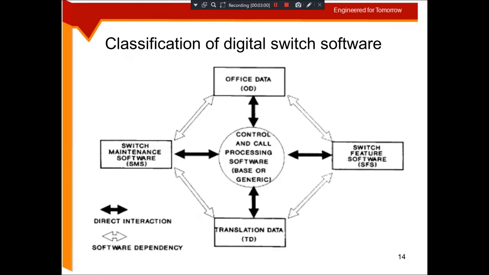Next, as we already discussed the classification, we have 5 types of classification which is done pictorially, that is office data, which is short-formed as OD, switch feature software SFS, translation data TD, switching maintenance software SMS, control and call processing software based on generic. And here we have two things: this type of indication is called direct interaction and this type of indication is called software dependency. That means depending on the software, the flow of things or data will take place.